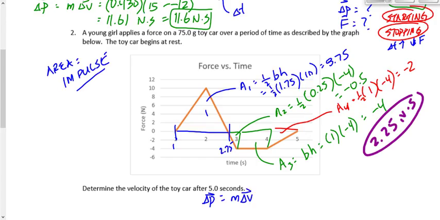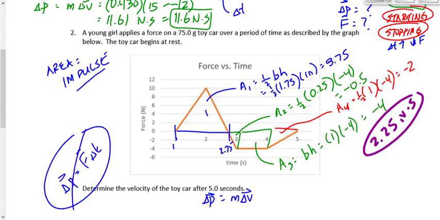Do not do this. Do not say impulse is F times t. Although it is technically true and valid, the force is all over the place here. And because the force is all over the place, what value are we going to use there, right? Just don't do it. Just don't use it. Use m times delta v.